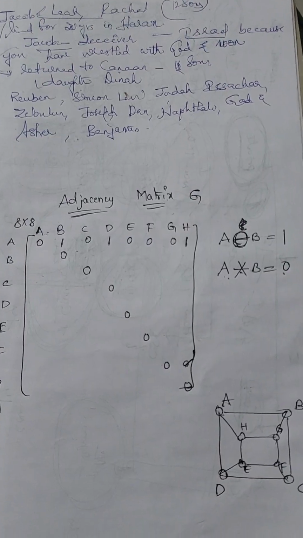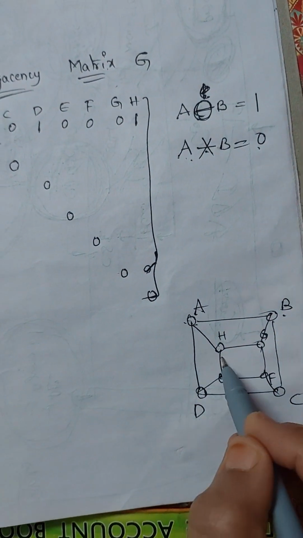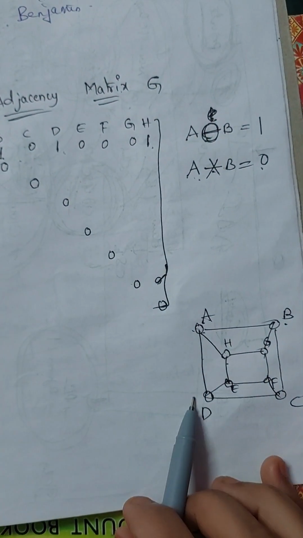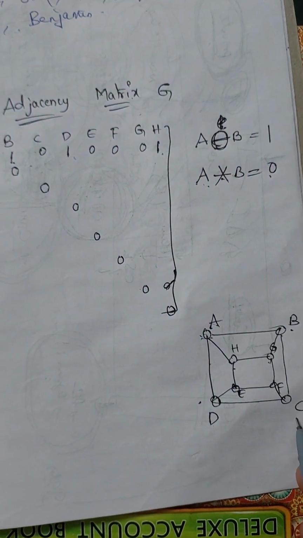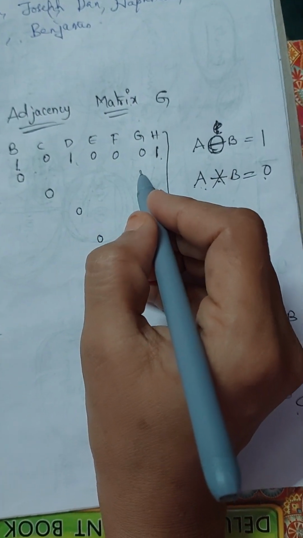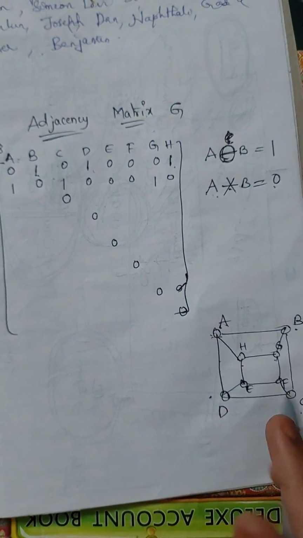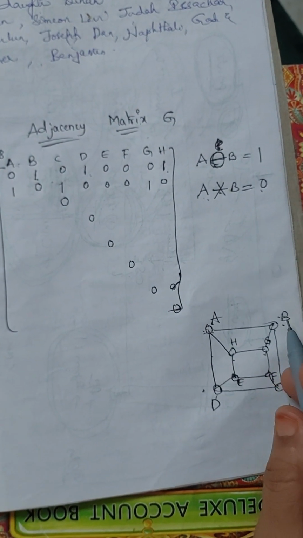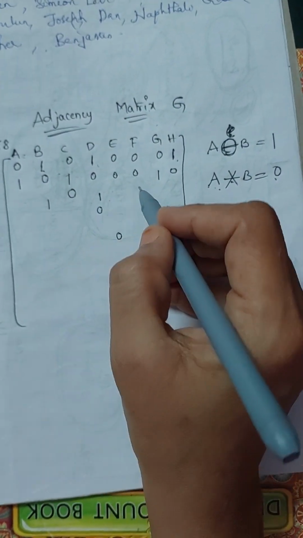One minute, I will draw the graph here. So here A is connected with B, H, D. In those places we provide 1, remaining all are zeros. Next from B. B is connected with A, G, C, and remaining all are zeros. Next, C is connected with B, D, F.